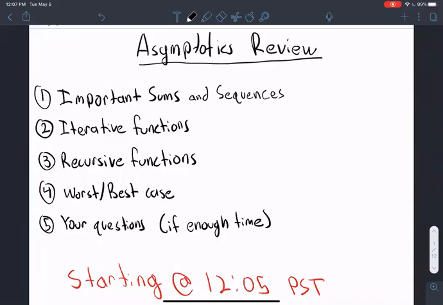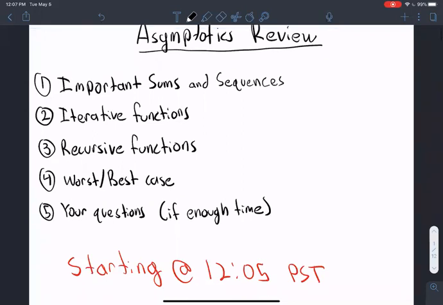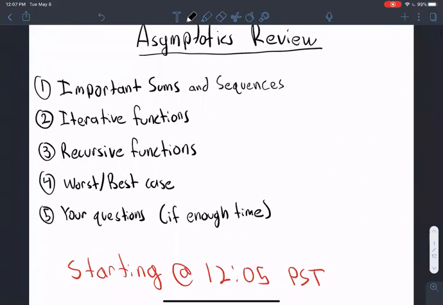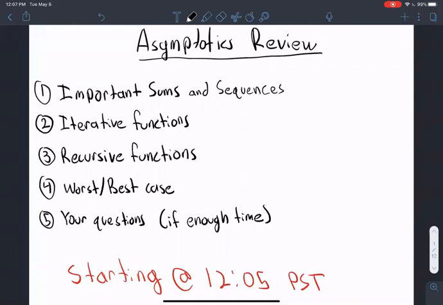Okay, there you go. So, here's the agenda. We're going to start with some important sums and sequences, and then we're going to go into the actual functions we're going to be doing asymptotics on. So first iterative functions, and then recursive functions, and then we'll talk about best case, worst case.